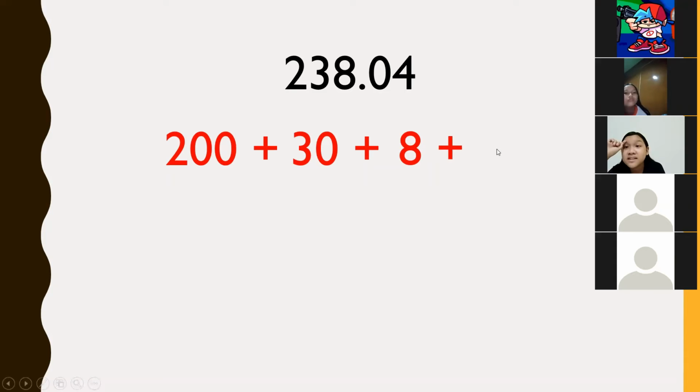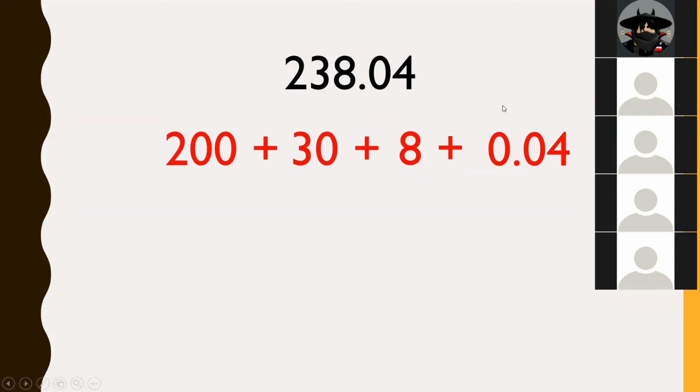What do you think we will write here? Plus 0.04. If there's a number before number 4, we will write it here first. But in this number, there is no number in the tenths place, so we move to the hundredths place.